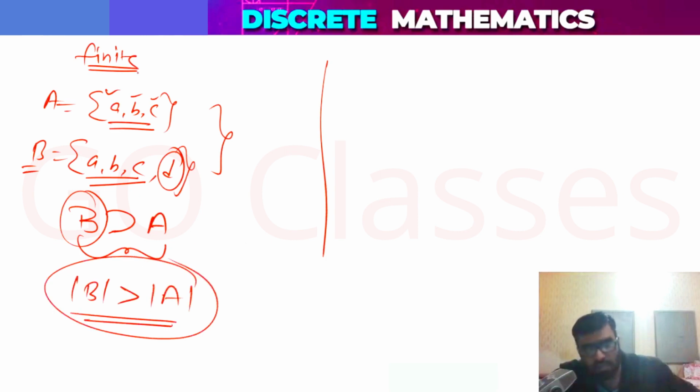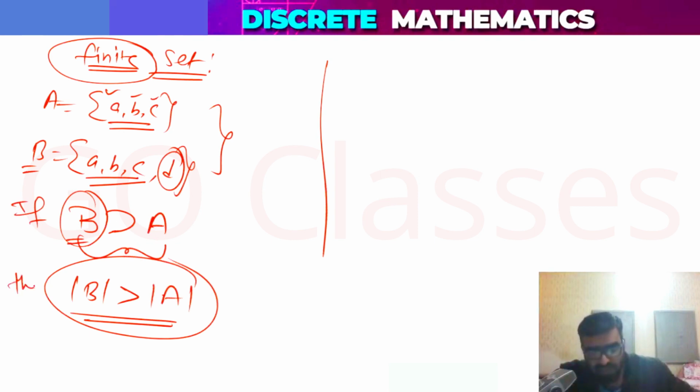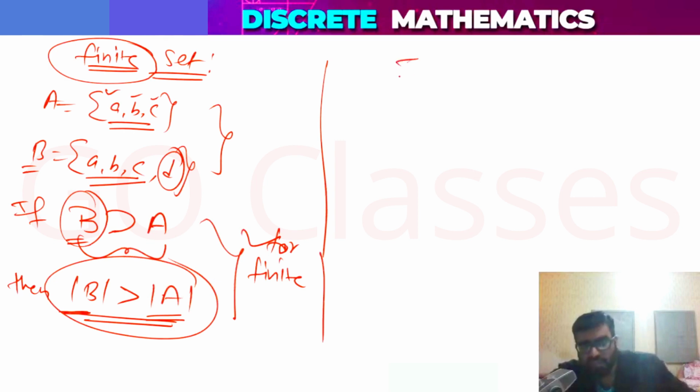Yes, this is true, but only for finite sets. When you are dealing with a finite set, this logic holds: if B is a proper superset of A, then the cardinality of B is strictly greater than the cardinality of A. This is true only for finite sets. But when you are dealing with infinite sets, these things are not true.